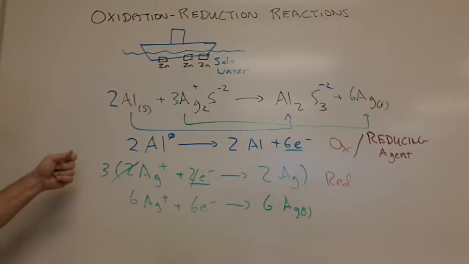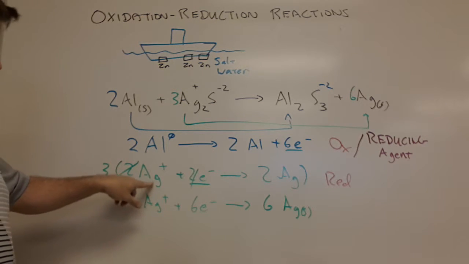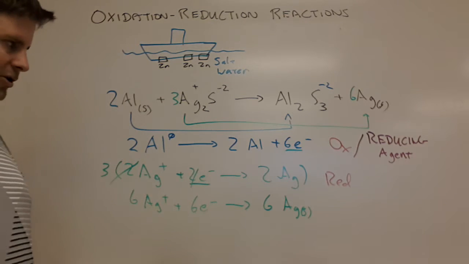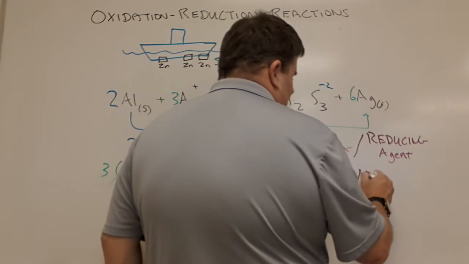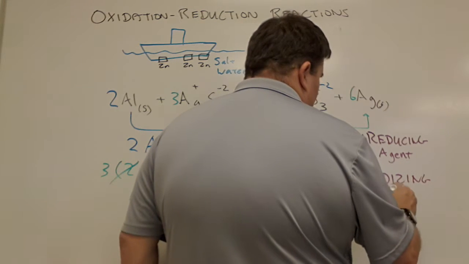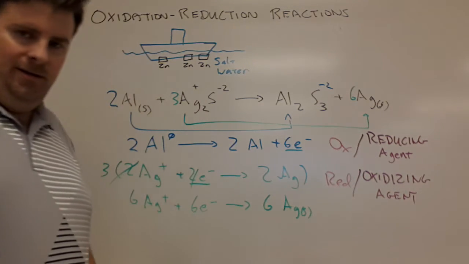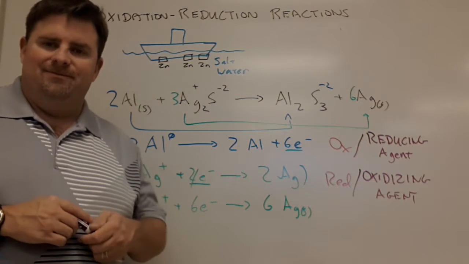If I look down here at what's being reduced, the thing being reduced, the silver, is oxidizing the aluminum. So this is called the oxidizing agent. If I ask you this on a test or a quiz, which I will, all right?